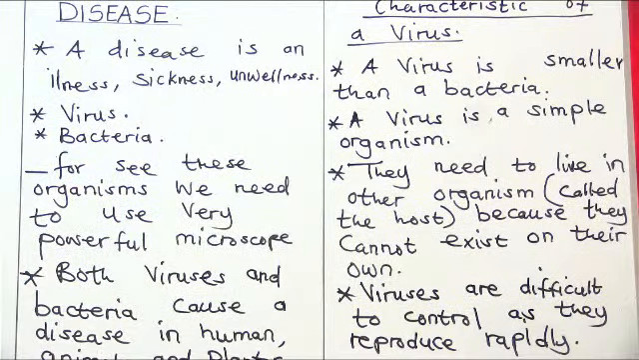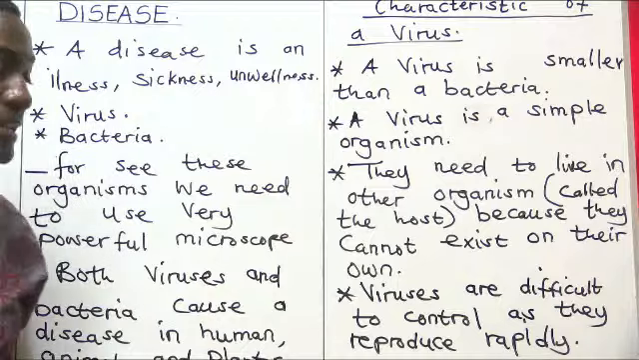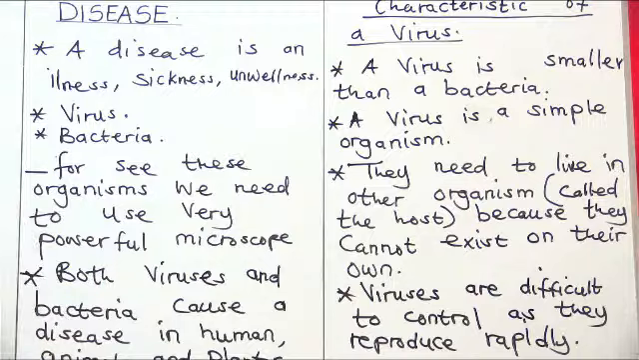We also said viruses are difficult to control as they produce rapidly. Something that produces faster is very difficult to control. Remember, that's why the same coronavirus, the disease which has come and is affecting a lot of people, spreads: because they reproduce faster and it has no cure.